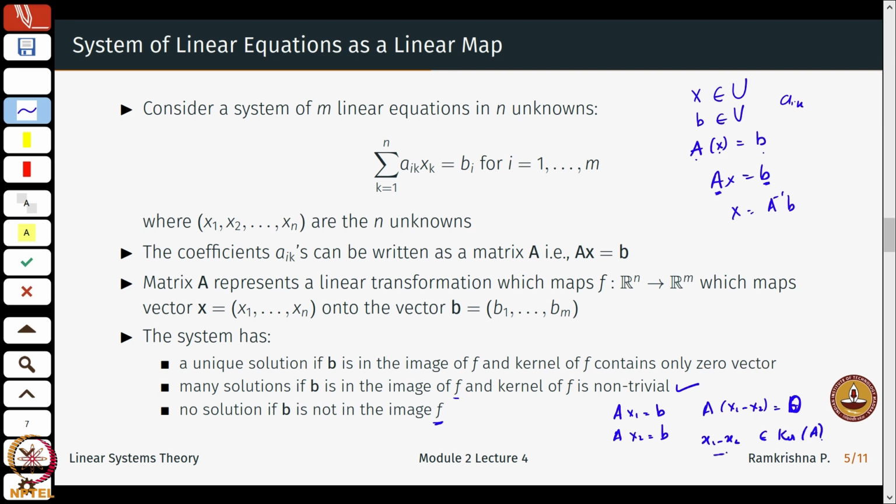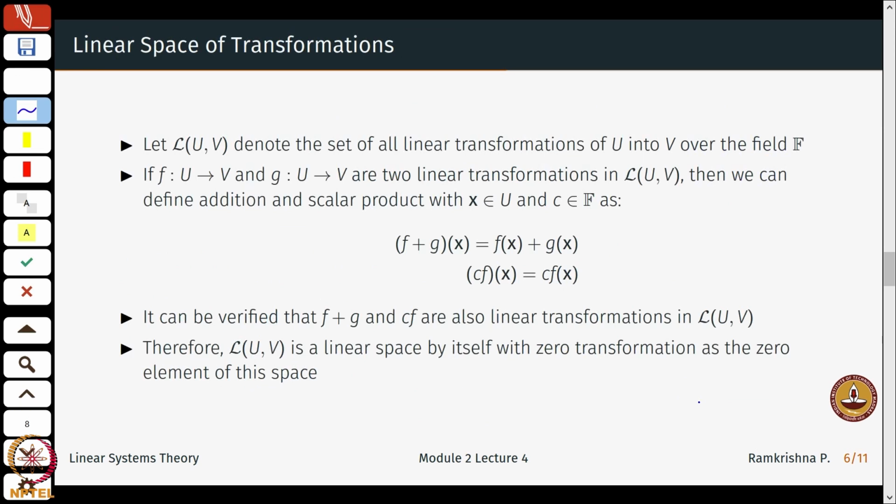Now from here you can verify this statement: the solution is unique if and only if the kernel of f, or A in this case, consists of the 0 vector. If x1 and x2 should be unique, then x1 minus x2 is actually 0, so they will be equal. You can write down the details for yourself and check.